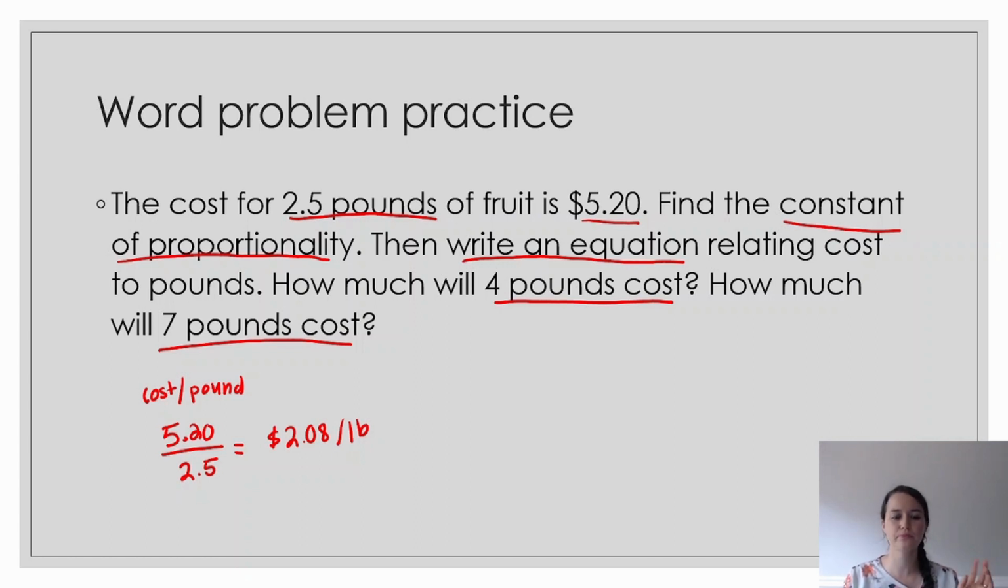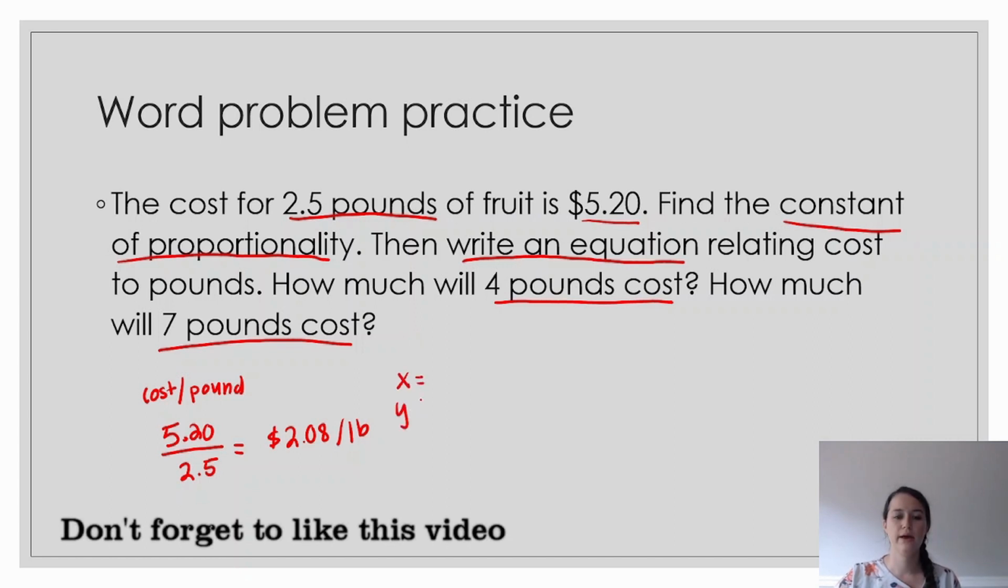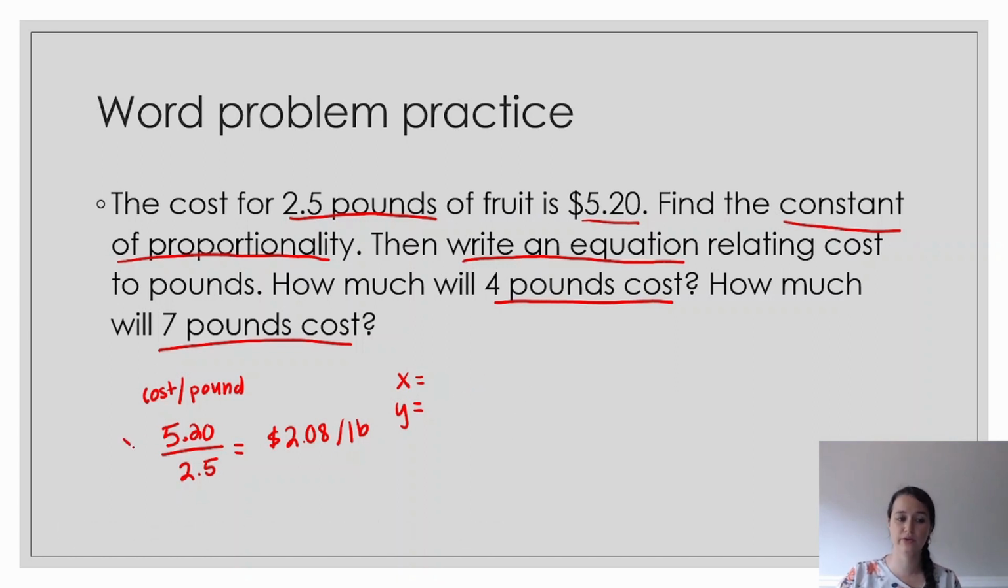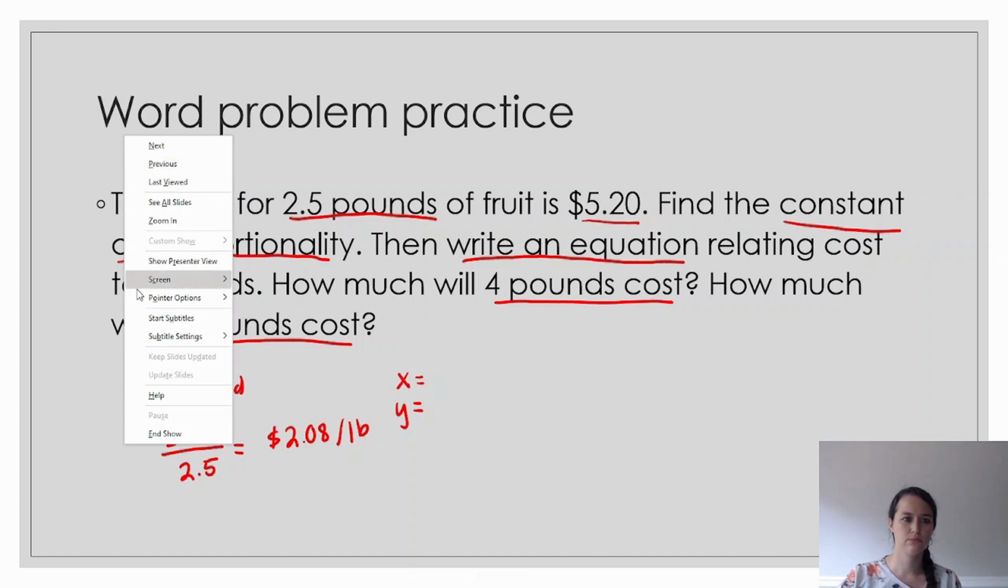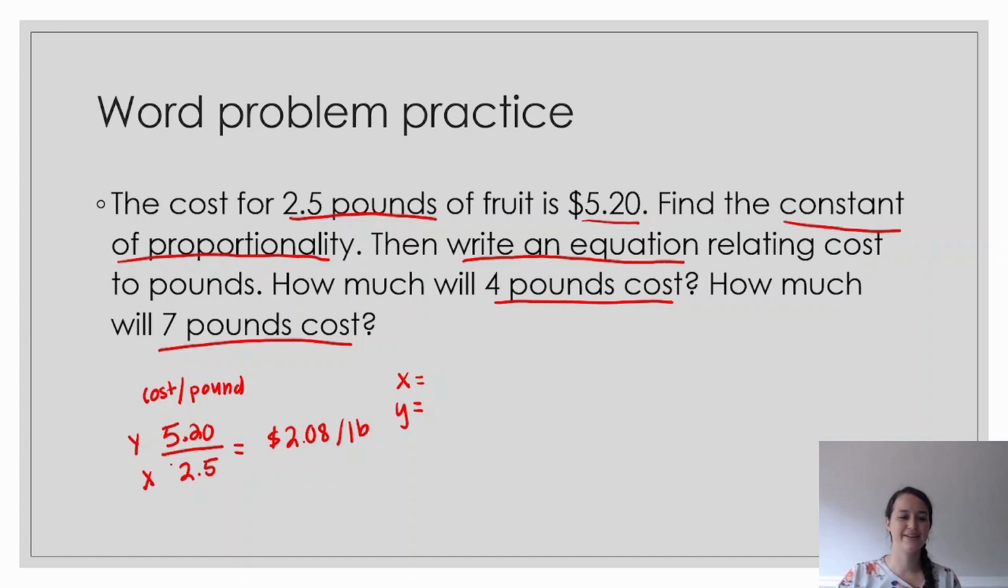So think about this when you're writing an equation. If you've written an equation before, then you're familiar with assigning the variables. I'm going to use the variables x and y. And remember over here, y's on top and x on bottom. So for y, this is gonna be my cost, and x is gonna be the pounds. So I'm gonna say for every pound that I buy, I'm multiplying that by this cost because it's per pound. So y equals 2.08 times whatever pounds it is. My money is gonna equal 2.08 times the amount in pounds, okay?